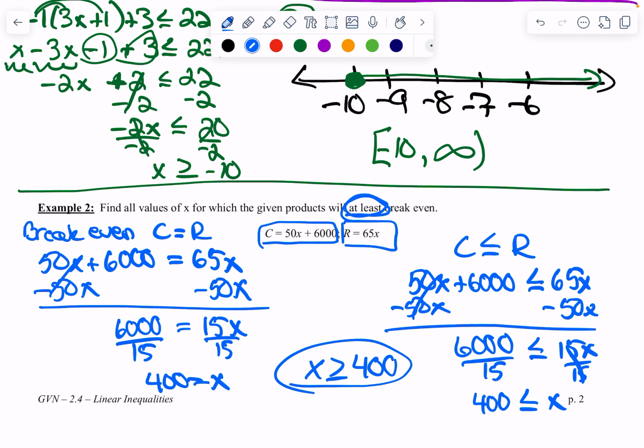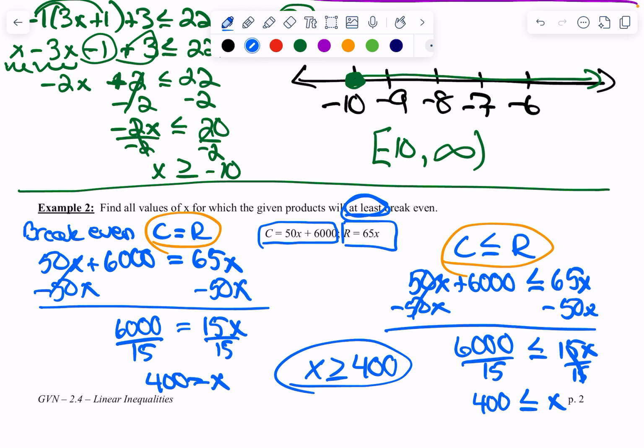So break even was the equal, when cost and revenue are equal. When it is at least break even, that means that we want the revenue to be higher or the same as the cost. So we use the inequality. And now, again, yes, we get the 400, it doesn't change because it is the break even point. We just want the x to be at least 400.